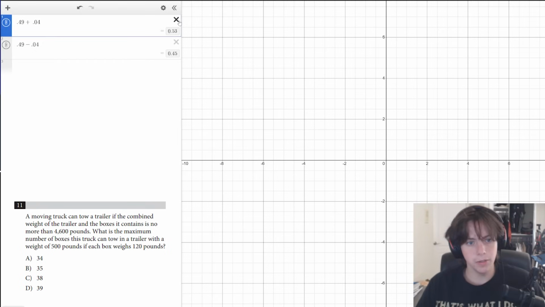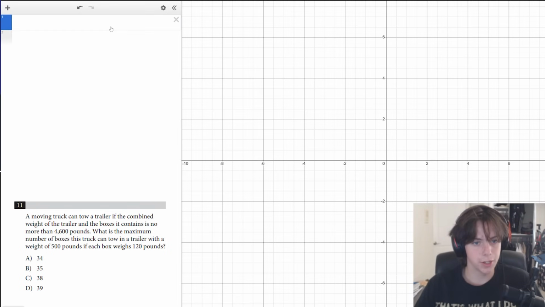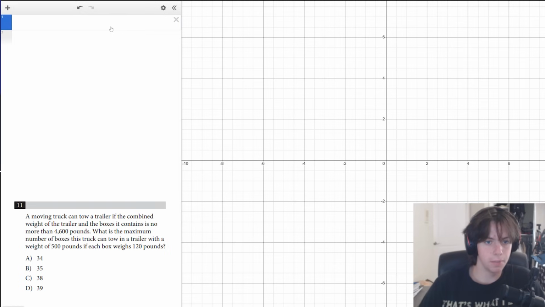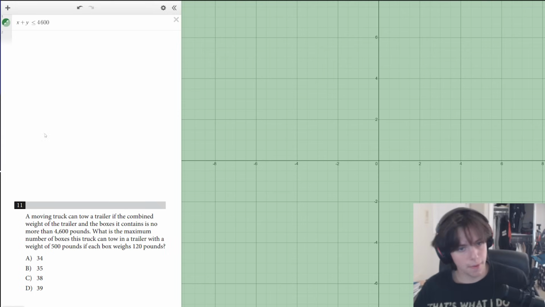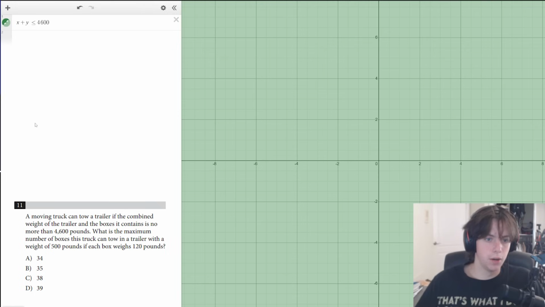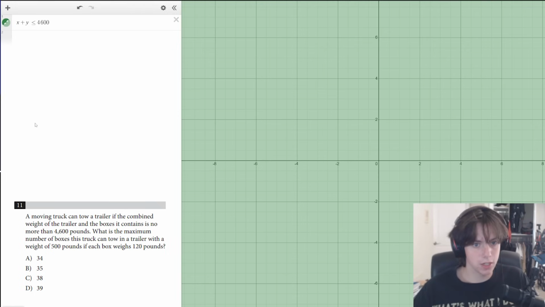Question number 11. A moving truck can tow a trailer as long as the combined weight of the trailer, so let's call it X, and the boxes, so let's call it Y, is no more than 4,600 pounds. So x plus y is less than or equal to 4,600. So we get this big region. What is the maximum number of boxes this truck can tow in a trailer with a weight of 500 pounds if each box weighs 120 pounds?